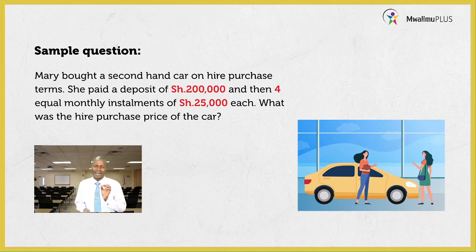So Mary bought a second-hand car on hire purchase terms. In other words, she was to pay for this car in installments, slowly, without paying the whole amount that is required. First of all, she paid a deposit of 200,000 shillings. Quite some good amount of money. You need to scratch your head before you get the 200,000 shillings. Then, she paid this in 4 equal monthly installments. In other words, in 4 months. Each installment, she was supposed to pay 25,000 shillings. Now, question. What was the hire purchase price of the car? How much was the hire purchase price?